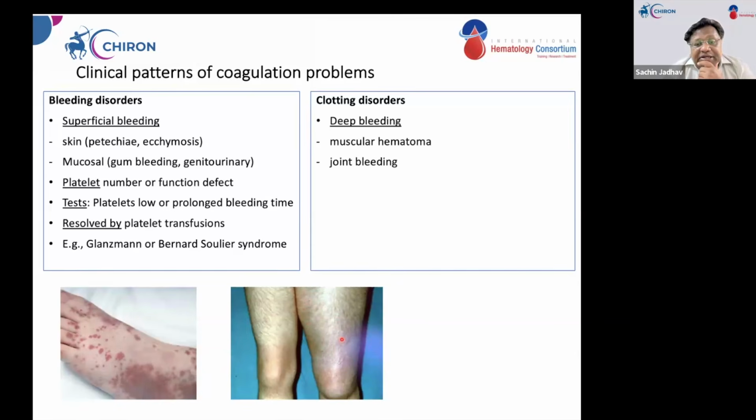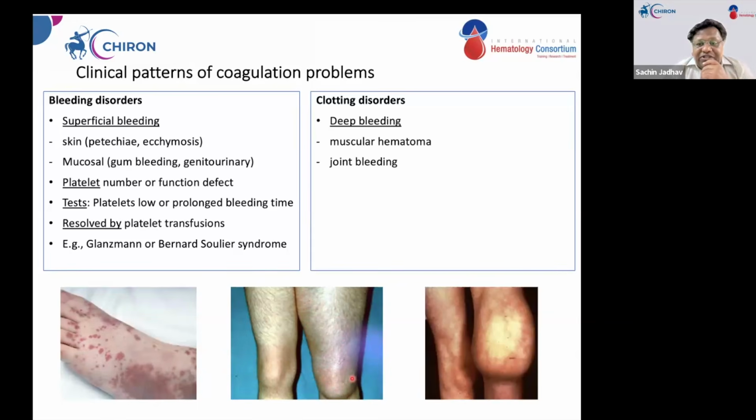Bleeding can also be in the deep cavities, especially the joints. And you can see here, this patient also has a left knee hemarthrosis. Again, there's a picture of a hemophilia A patient. This is another image of a proper joint hematoma, hemarthrosis. Right?